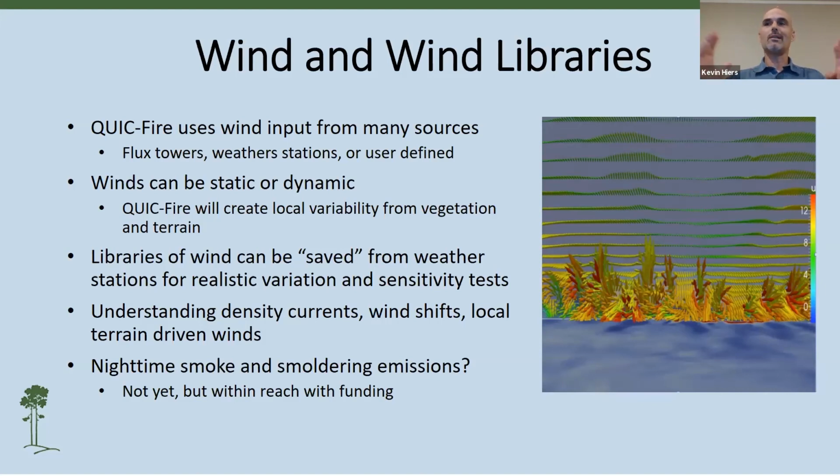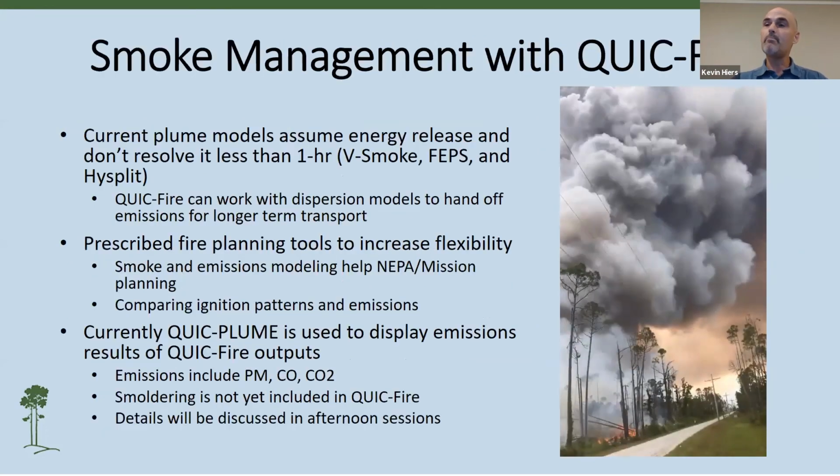But we can also use libraries of wind. You can say, hey, what's my average wind speed on a typical prescribed fire day, and be able to pull out hours and hours of wind data and run that as an ensemble to see what the variation in fire behavior is based on the variety of gusts and flipping and flopping that you get in a natural wind field. And so understanding these, as well as big picture things like density currents, like a thunderstorm, we'll have some of those in simulations, is really important.